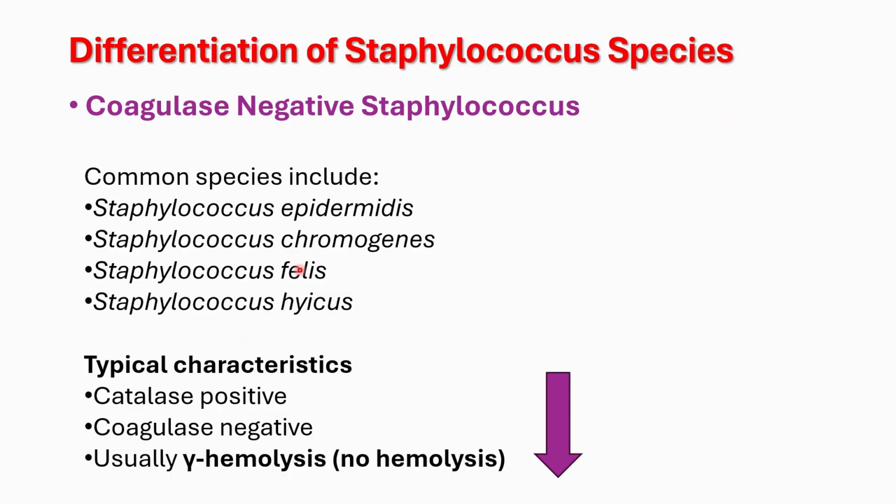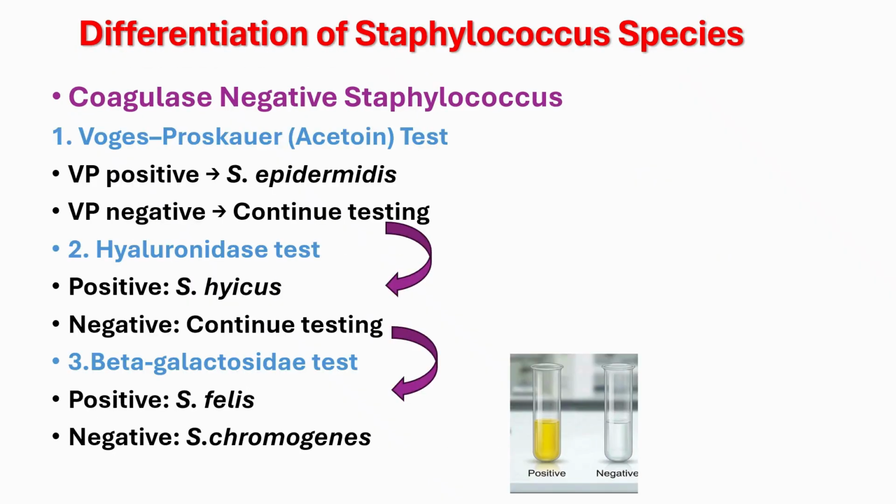While many isolates are coagulase negative, some strains can be coagulase positive, showing a coagulase positive reaction. This variability means careful biochemical testing is essential to accurately identify the species. Understanding these distinctions helps in diagnosing infections.